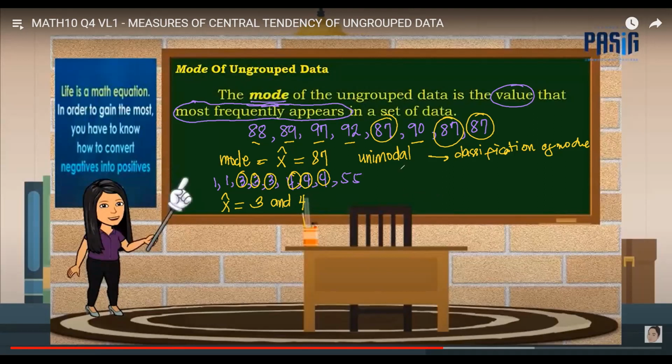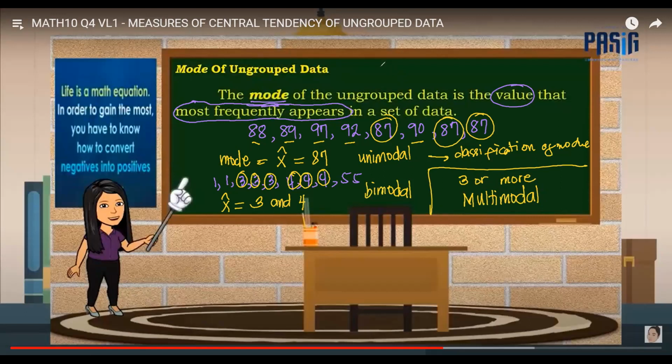Dahil dalawa sila, yung classification po nila is not unimodal, but it is bimodal. So pwedeng isa, pwedeng dalawa. Pag dalawa, bimodal. Pag isa, unimodal. At pwede ring tatlo or mas mataas pa. Okay? Yung dami ng mode natin. Pwedeng tatlo o kaya mas marami pa sa tatlo. And we call that multimodal. Okay? So yan po yung tinatawag natin na multimodal kapag 3 or more.